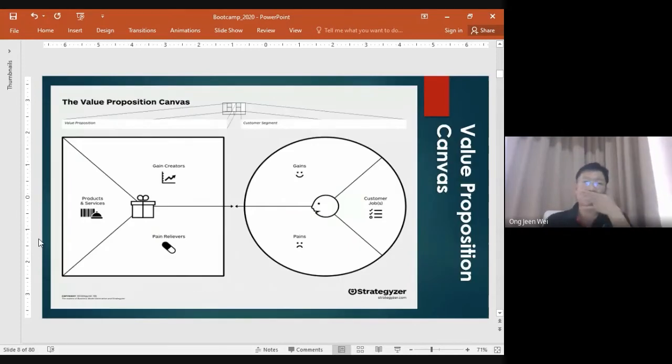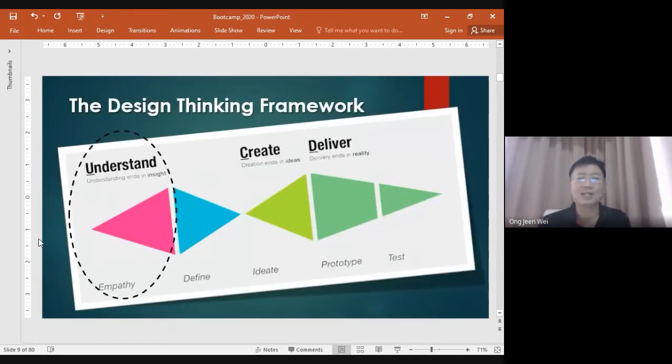Okay, so we also incorporate this value proposition canvas. You can see on my right a circle. You see the customer jobs over there, gains and pains. So on my left is a square, you see product and service, pain relievers, and gain creators. So this is the template that we will be using to empathize with our customer and also to ideate. Okay, now let's start empathizing.